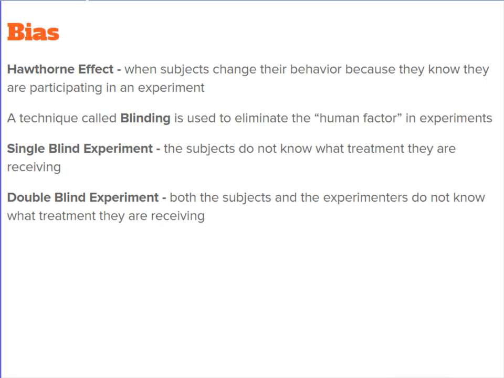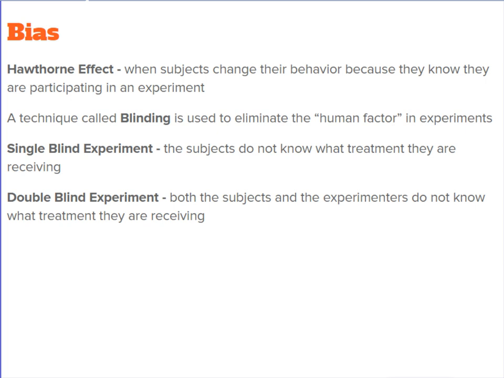Blinding is when people do not know what treatment they are receiving. So in a single blind experiment, the subject does not know what treatment they're receiving, but the experimenter does. So if I'm testing a new medicine, I'm going to give some people the actual medicine, and I'm going to give some people the placebo. And I know what they are getting, but they don't know. So they don't know whether they were given the medicine or given just a fake pill that does nothing.